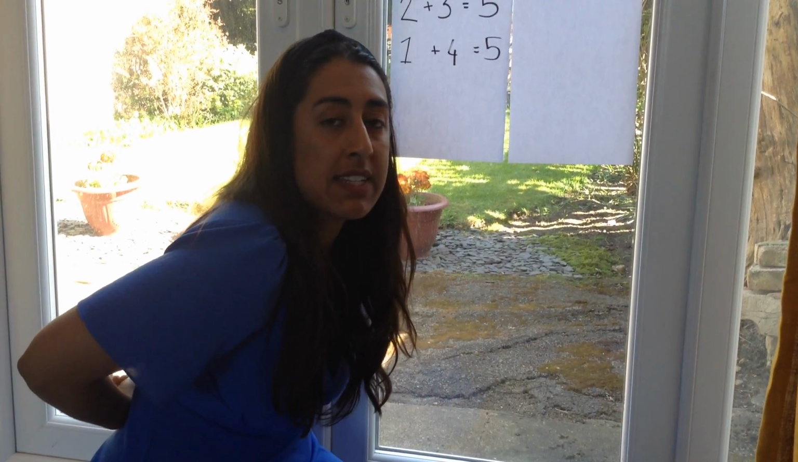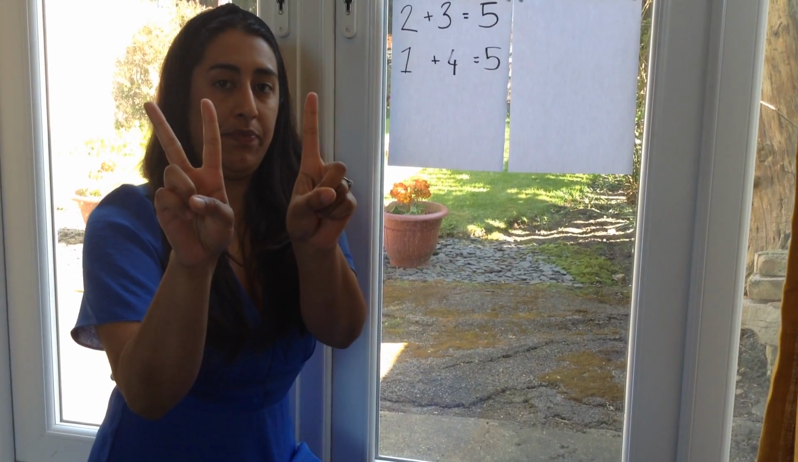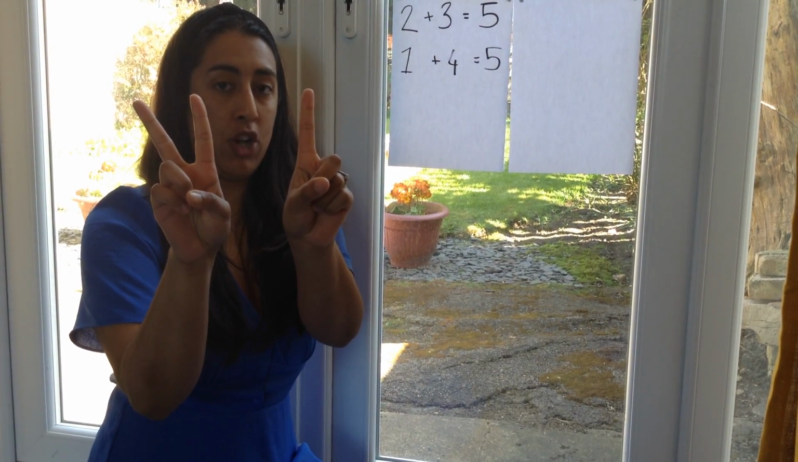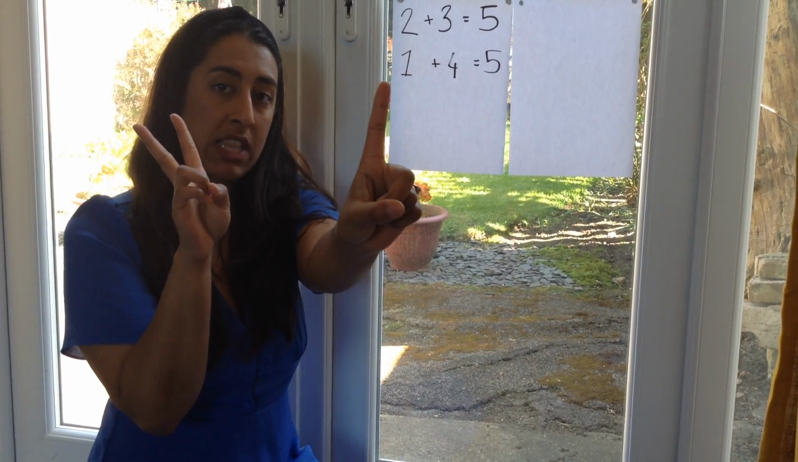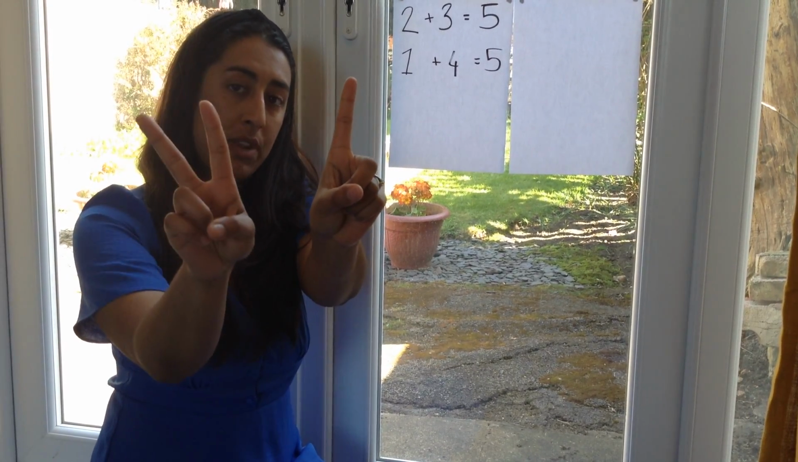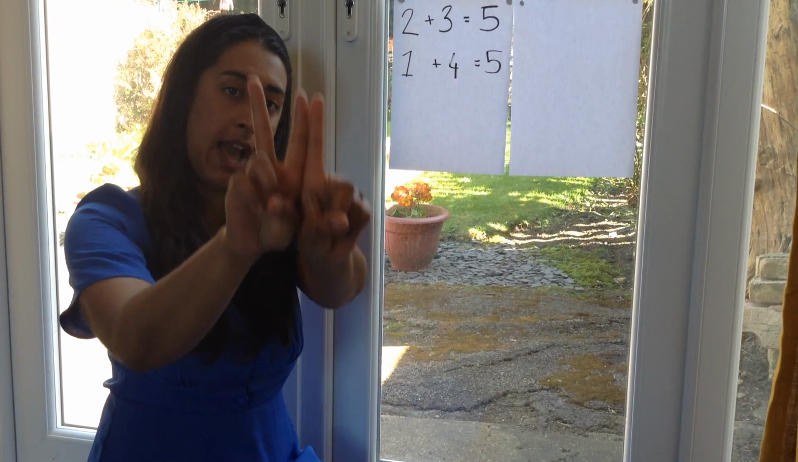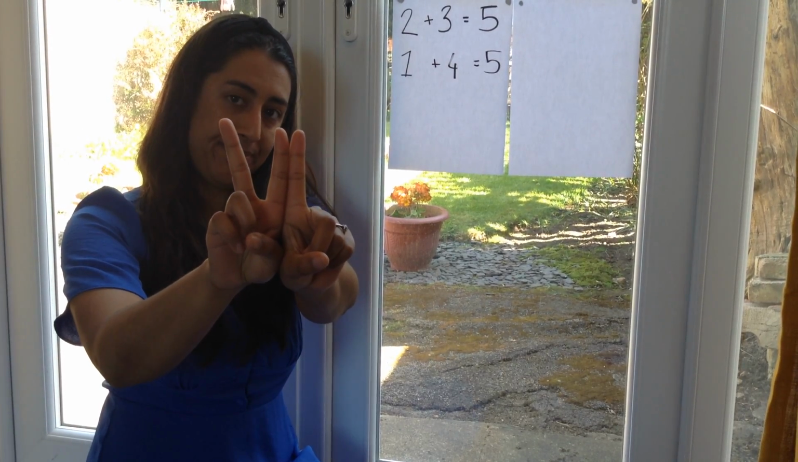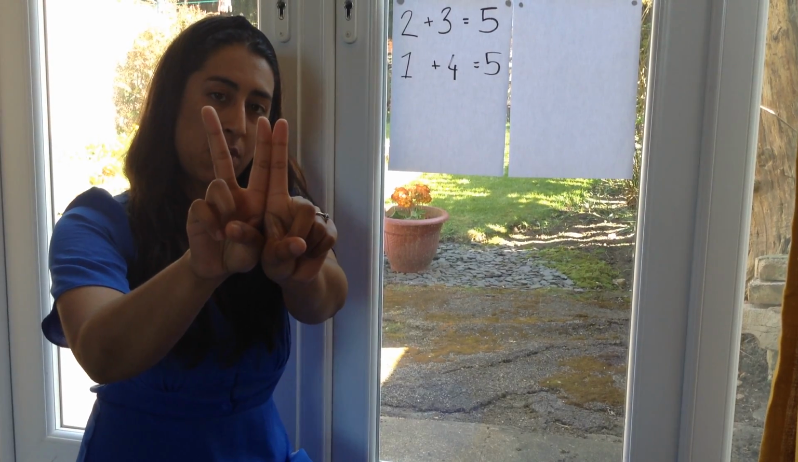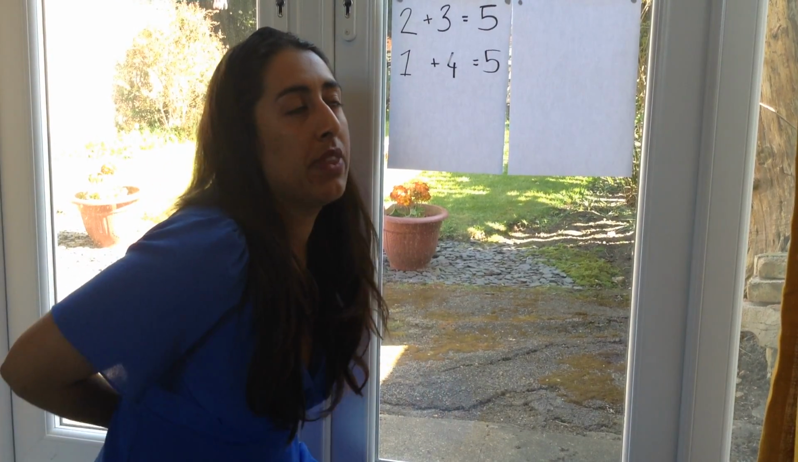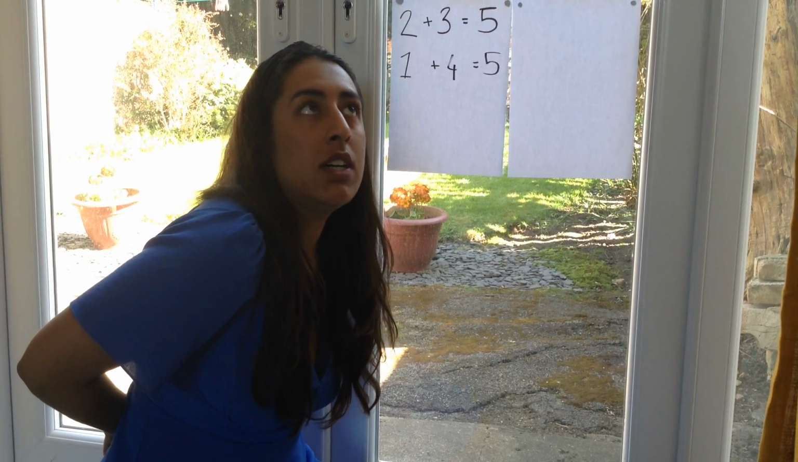I'm going to wiggle my fingers again. Wiggle, wiggle, wiggle. So, your job, what 2 numbers have I got? How many have I got on this hand? How many have I got on this hand? How many have I got all together? Okay, fantastic. And when you've done that, you can play the video again. Right, next one. Wiggle, wiggle, wiggle.